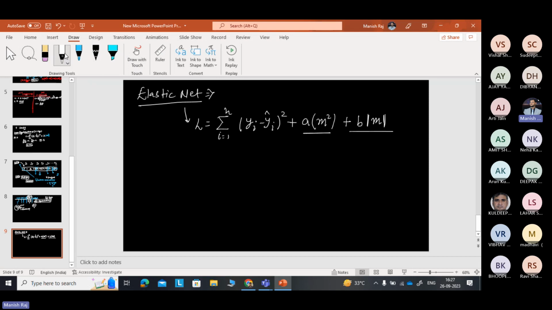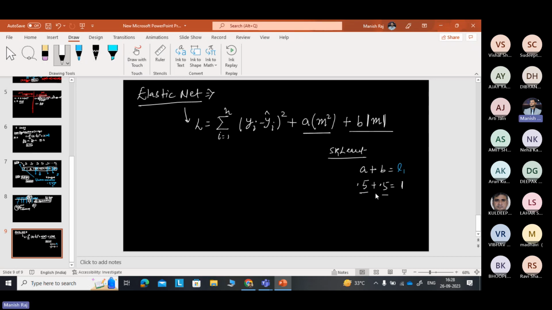But if you use sklearn, you will find two hyperparameters here. One is a plus b equal to some value, or you can say some lambda. And this L1 value will be equal to a by a plus b. I forgot this formula, it will be generated, one second. When I am taking 0.5 and 0.5, this will be 1.